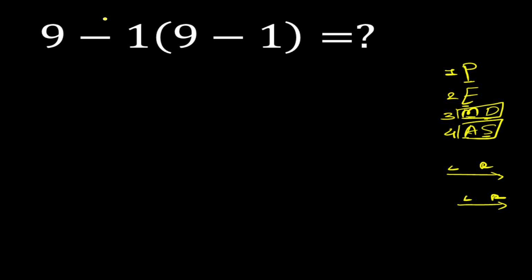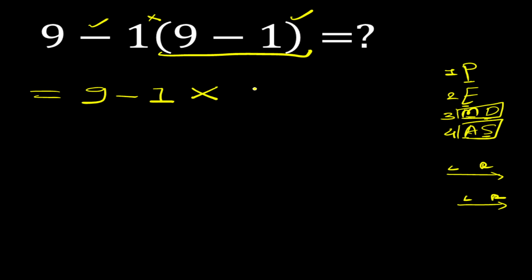So in this question, we have one subtraction, one multiplication, and one parenthesis. So according to PEMDAS, first we have to solve this parenthesis, right? So now 9 minus 1. So this parenthesis 9 minus 1 is equal to 8. So multiply 8. Now here we have one subtraction and here we have one multiplication.